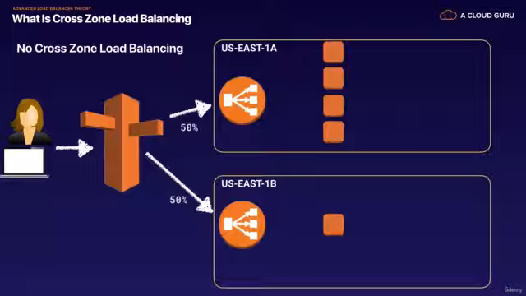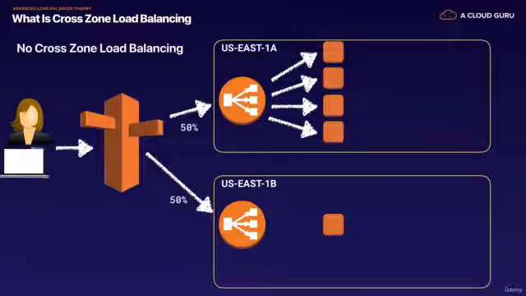Let's say in US East 1A, we have 4 EC2 instances, and in US East 1B, we only have 1 EC2 instance. Because we don't have cross-zone load balancing enabled, our load balancers cannot send traffic from one availability zone to another. So essentially US East 1A will take its 50% of the traffic and send it to its 4 EC2 instances, and US East 1B will take its 50% of the traffic and send it to its 1 EC2 instance.